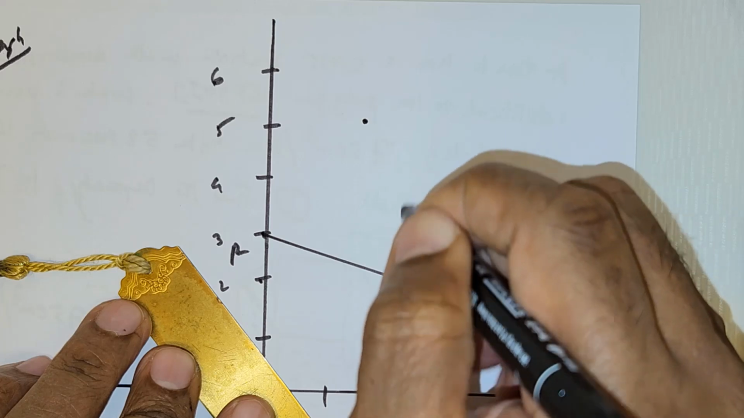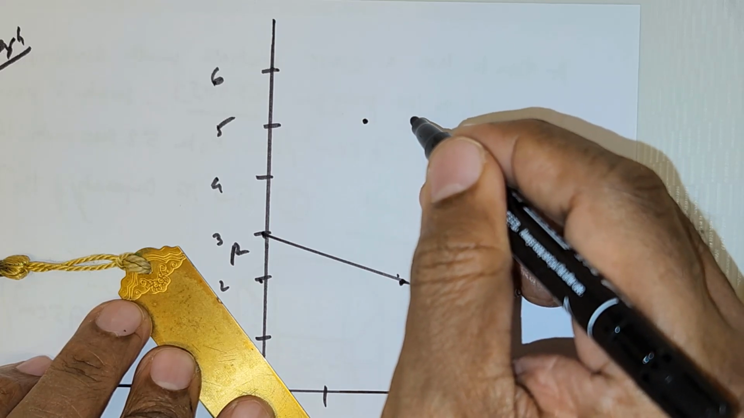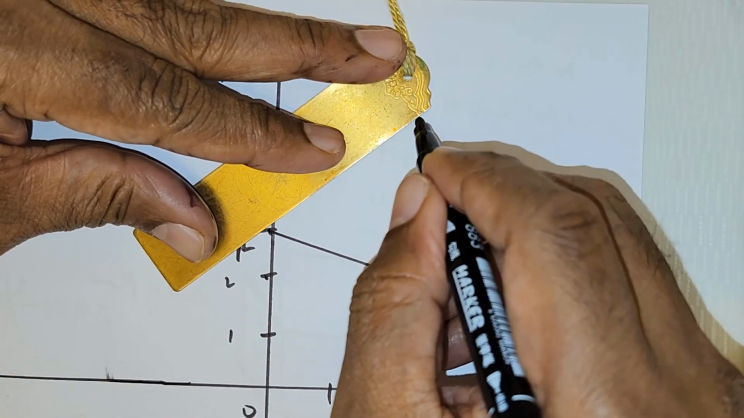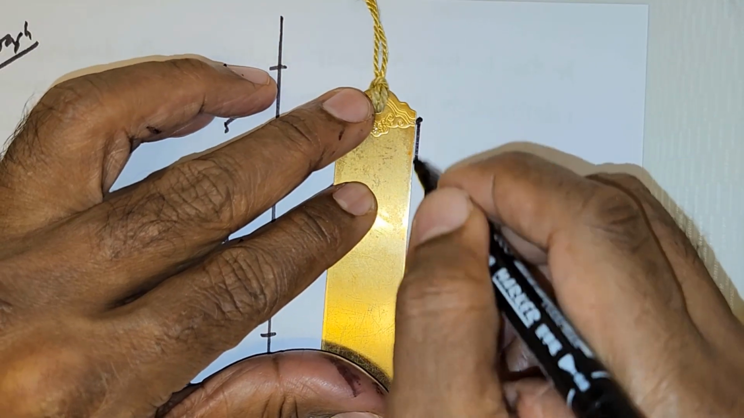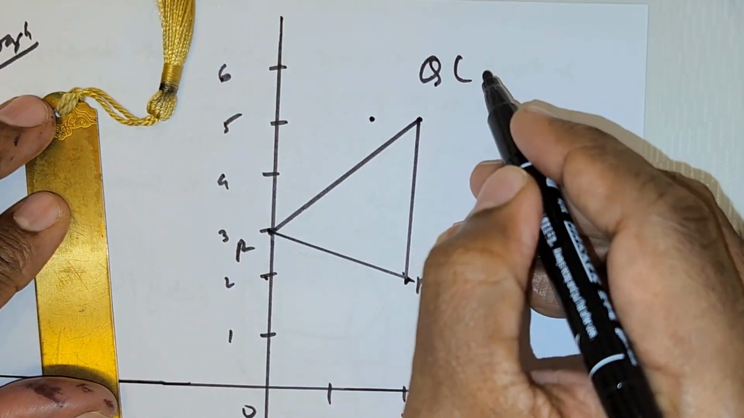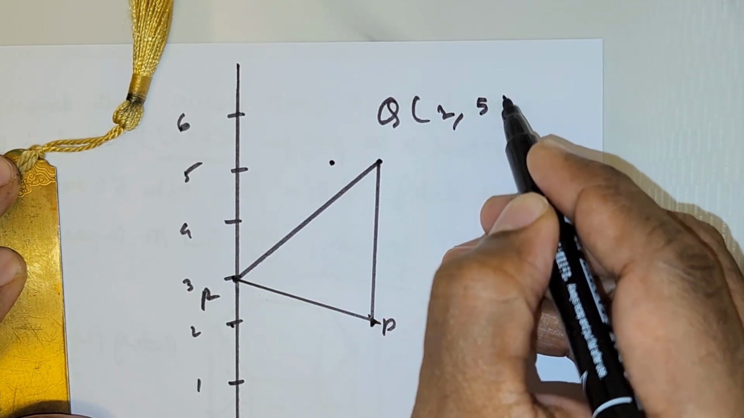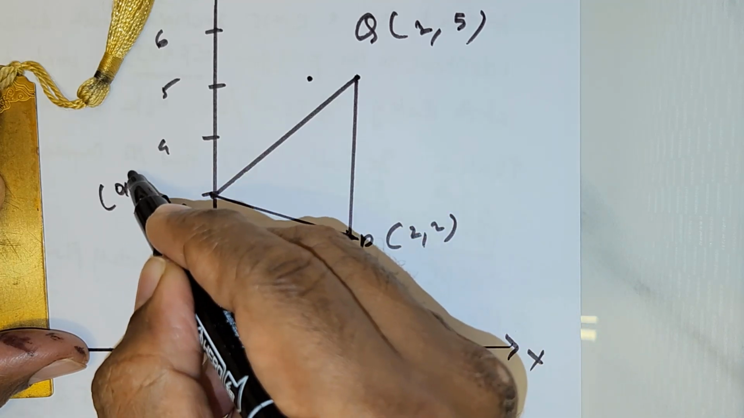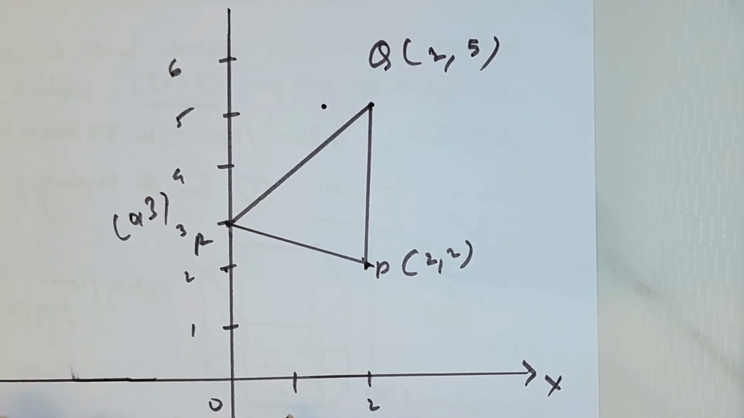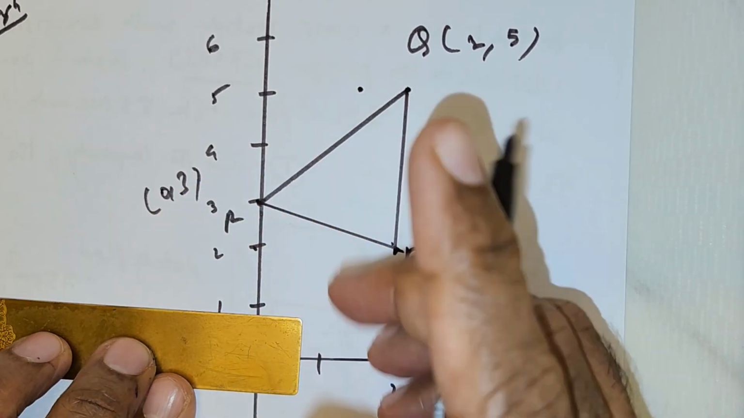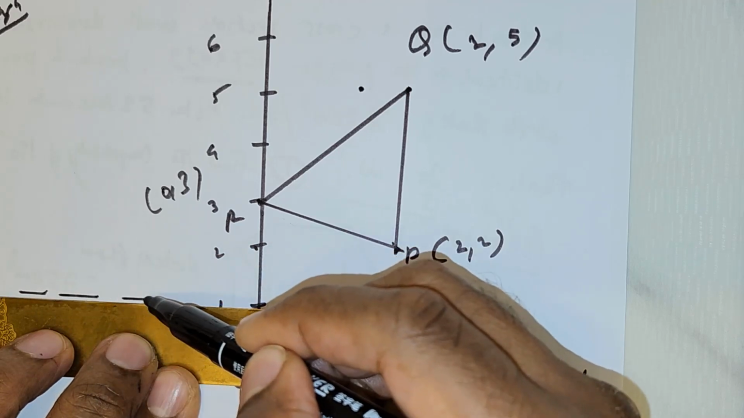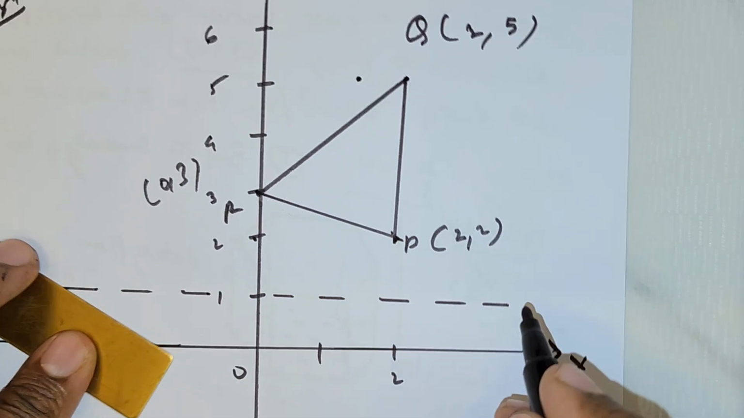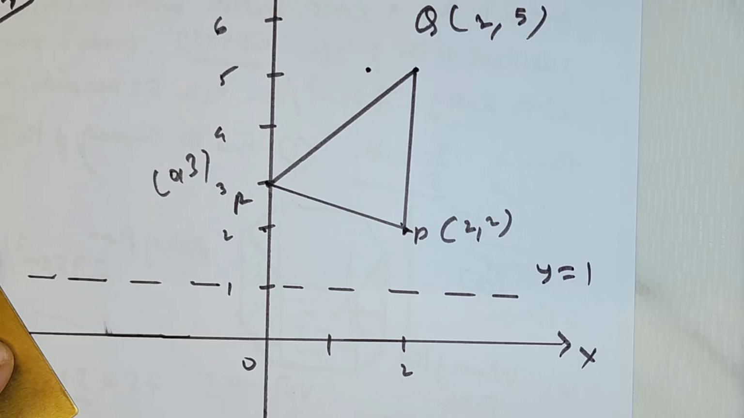Okay, but apparently the line in which Q is placed is in line with P. So Q is (5, 2), this is (2, 2), and this is (0, 3). Now we have to reflect this on the line y = 1. So this is y = 1.